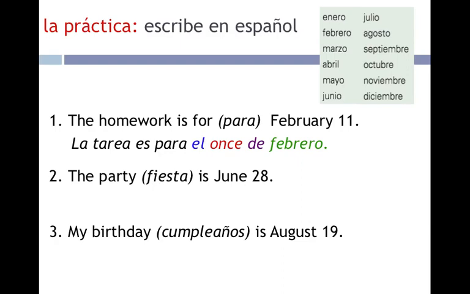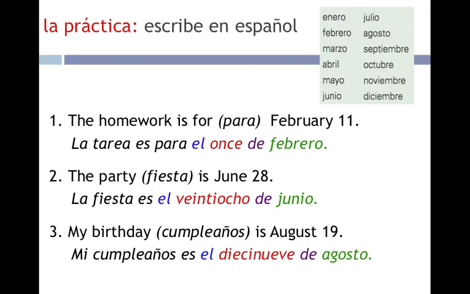Número dos, the party, fiesta, is June 28th. Remember, it's the number of month. La fiesta es el 28 de junio. And don't forget the definite article the needs to be the feminine version, la, in both the first and second sentences to go with la tarea, the homework, la fiesta, both feminine nouns. How about número tres? My birthday, cumpleaños, is August 19th. Mi cumpleaños es el 19 de agosto. Excellent. I bet you did great on those.